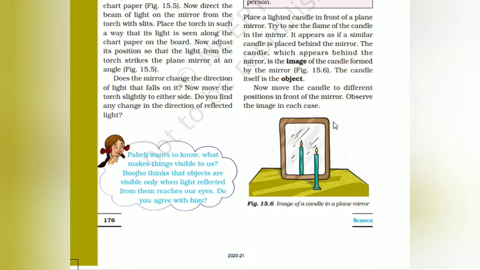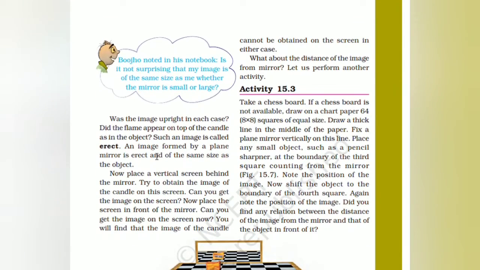Now move the candle to different directions in front of the mirror. Observe the image in each case. Was the image upright in each case? Such an image is called erect. An image formed by a plane mirror is erect and of the same size as that of the object.